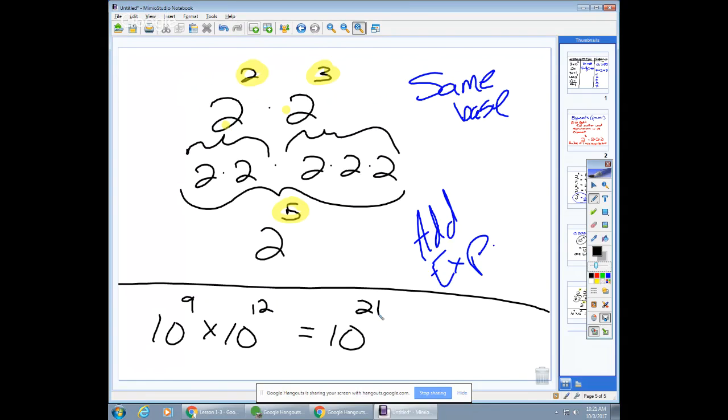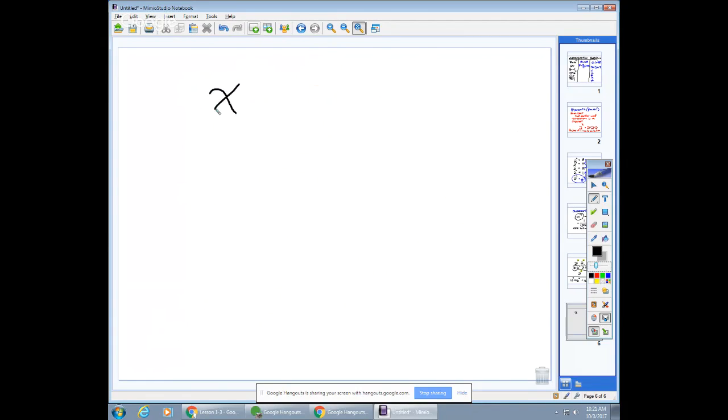Sometimes this is stated algebraically. So in an algebra class, you would see this as x to the power n times x to the power m. Do I have the same base? Yeah, it's not a 2, it's an x. It's still the same. So I get to write the base down, and what do I get to do with the exponents? I get to add them up, just like before. So my new exponent is whatever n plus m is. So that's the algebraic version of the rule.